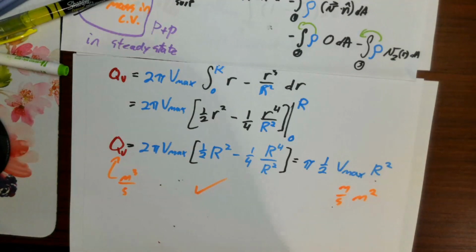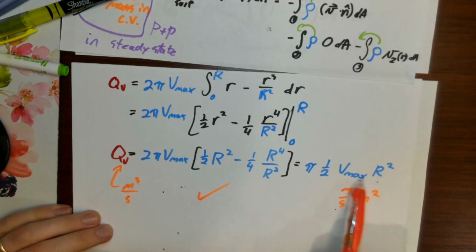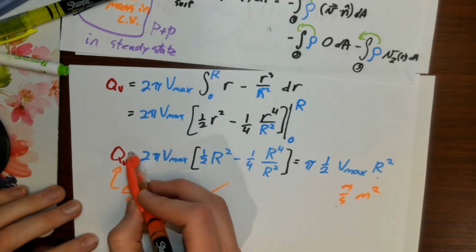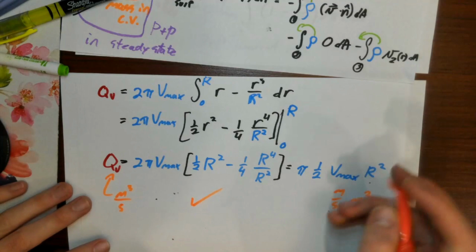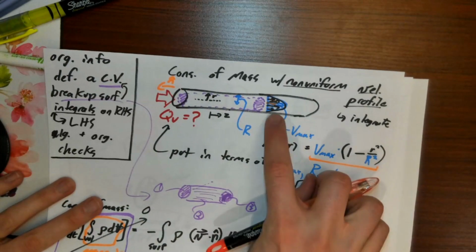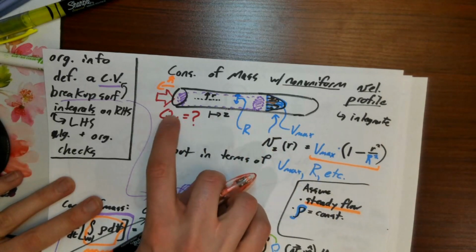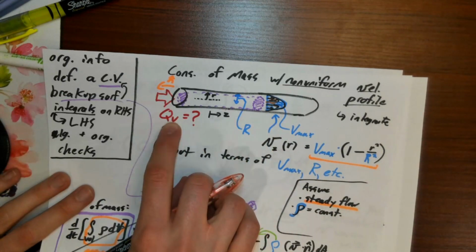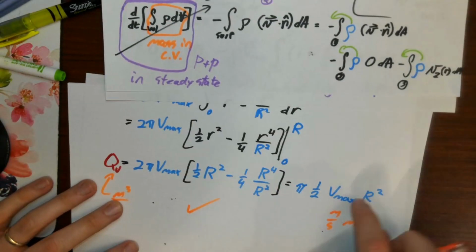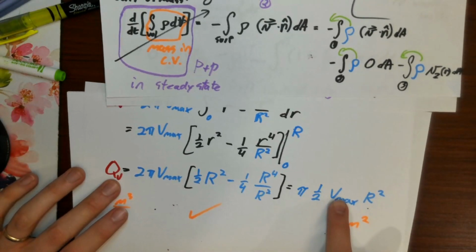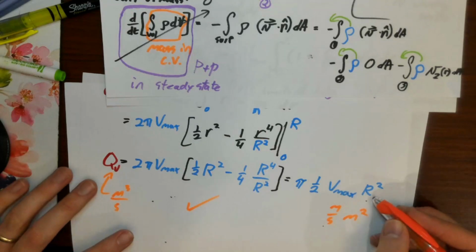What's the second thing? What's the second check we do, the sort of sanity check? How do these terms affect this term right here? Well, if I increased the max velocity of my profile, it seems pretty sensible that it's going to increase the volumetric flow rate, right? If I increase V max, then the volumetric flow rate should also scale proportionately. That makes sense. What's the other thing?